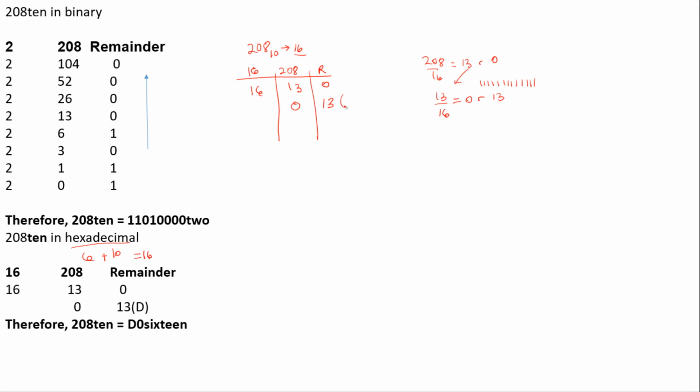And you need to know basically that 13 is D in this particular regard. Therefore, the answer, you are moving from down to up. Therefore, the answer will be D0 in base 16. And this is what we have. Therefore, basically, this is how you do your work when you are converting from base 10 to any number. You use the long method.